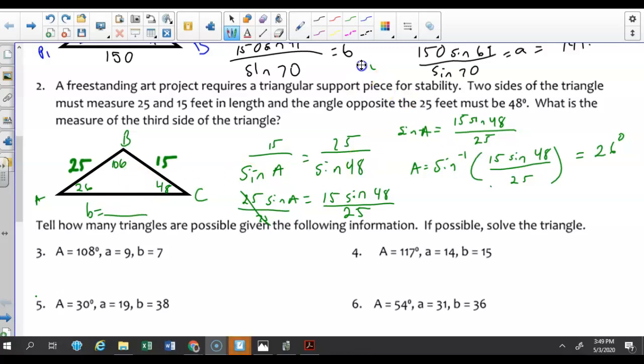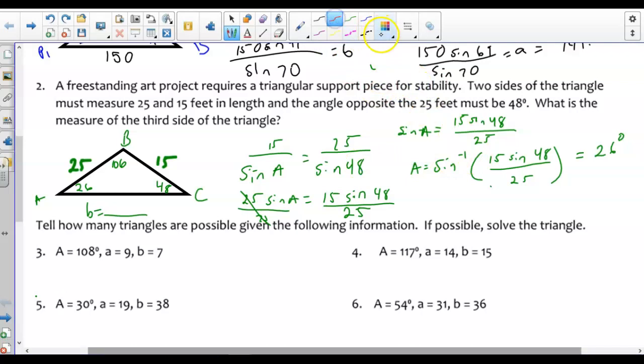So now I set up my last law of sines, where I'll use the same one. So I'll go 25 over sine of 48, and then set that equal to side B over sine of 106. And then I cross multiply again, isolate B, and B is going to be 32.3. So there we go right there. All right, 32.3 is what we were looking for, okay?